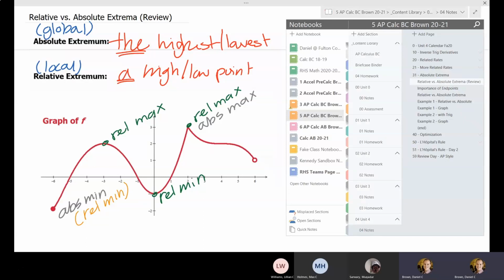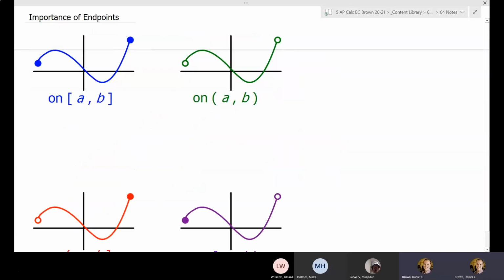So the other thing I wanted to talk about is the importance of endpoints.